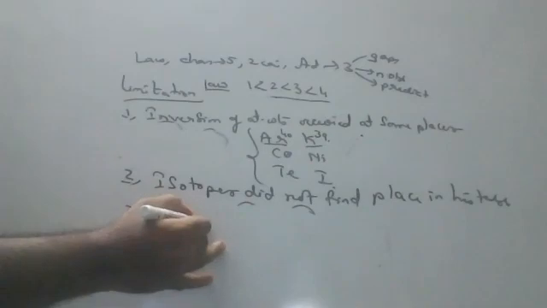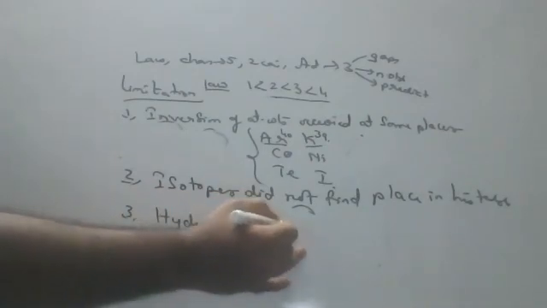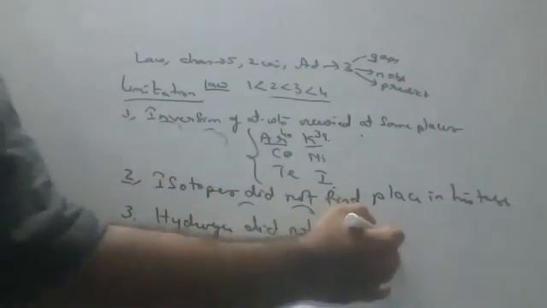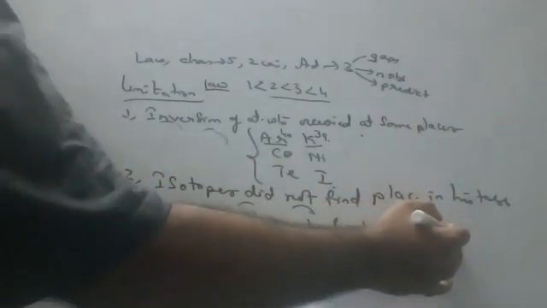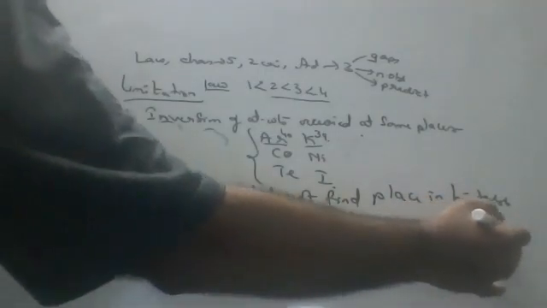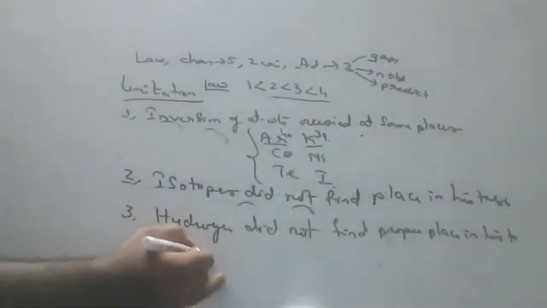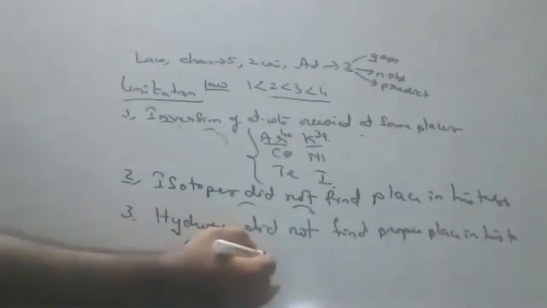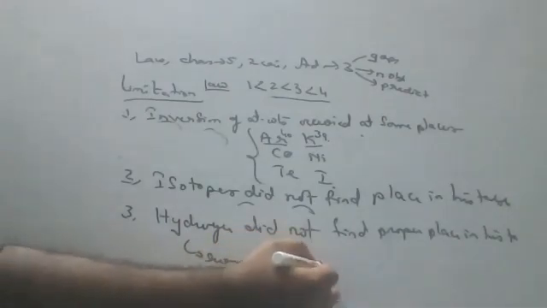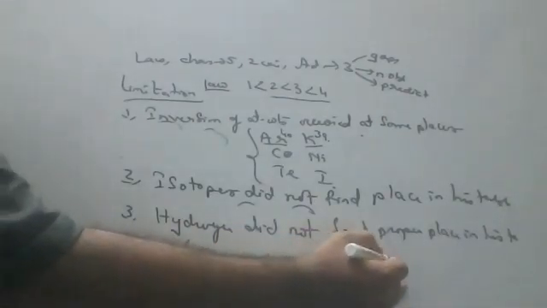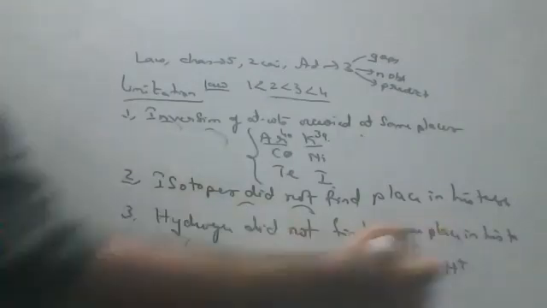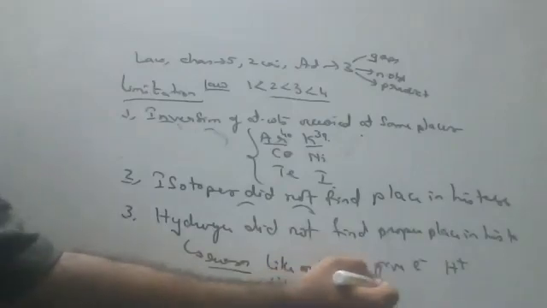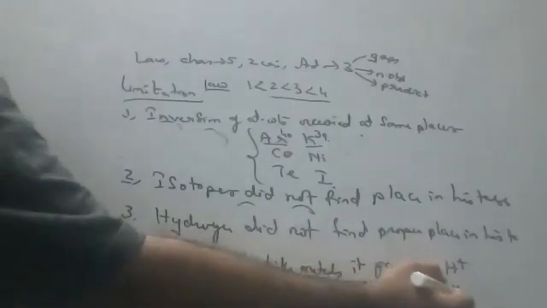Third one, hydrogen did not find proper place. This is a problem even today, children. Hydrogen did not find proper place in his table. Not only in his table, even today it is kept separately. Why? You should know the reason and write it in the exam. Like metals, it gives electron and forms H plus. And like non-metals, it takes electrons and forms H minus.